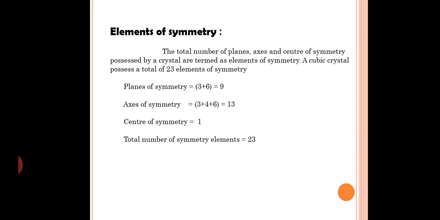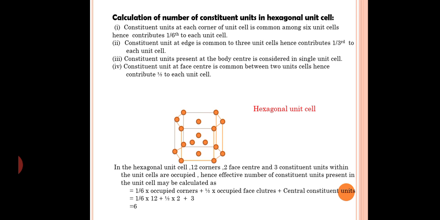Okay. Now, next is calculation of the number of constituent units in a hexagonal unit cell. If it is hexagonal, then how do you calculate? It is the same way only. Here you can see the constituent unit at each corner of the unit cell is common among 6 unit cells, hence contributes 1/6. There it was cubical, na, the unit cell was, so it was 1/8, because 8 corners were there. Here it is 6. Hexagonal means 6.